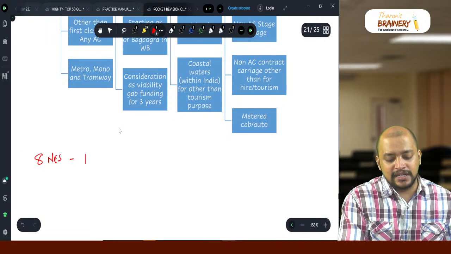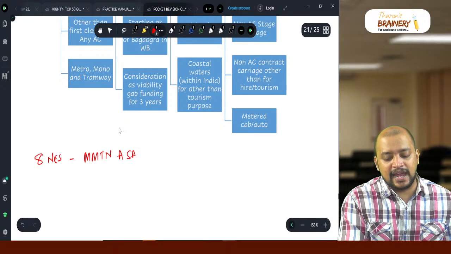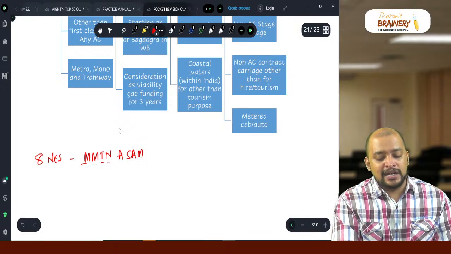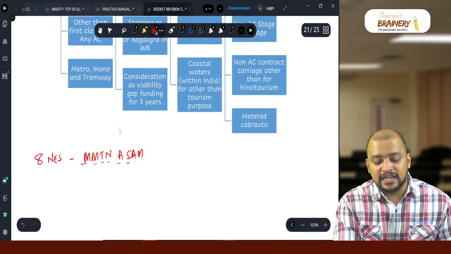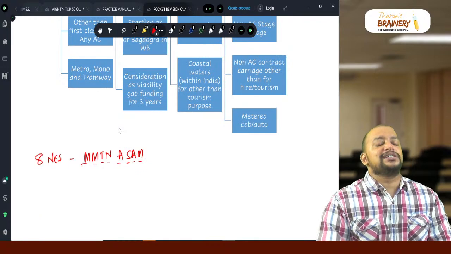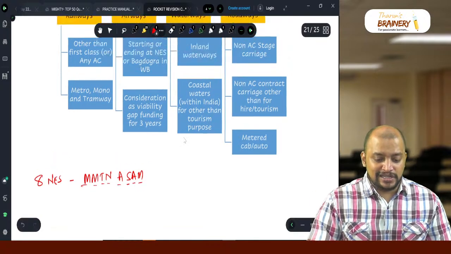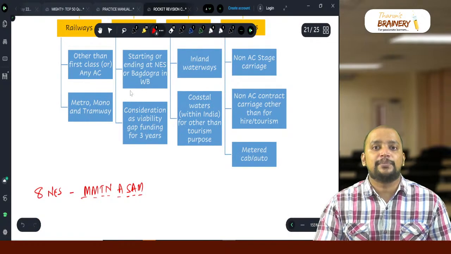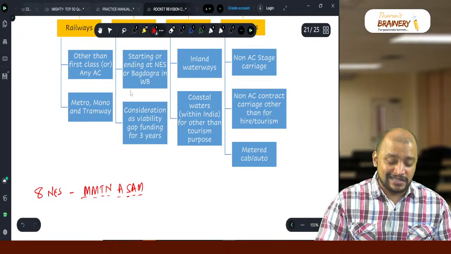The 8 northeastern states that we have is M, T, N, A, S, A, M, ASAM. So Manipur, Mizoram, Tripura, Nagaland, A for Assam, S for Sikkim, A for Arunachal Pradesh, M for Meghalaya. These are the 8 northeastern states. And if the starting point or ending point is in the northeastern states or Bagdogra in West Bengal, then that is exempted.